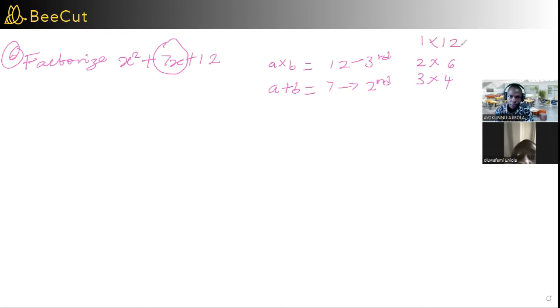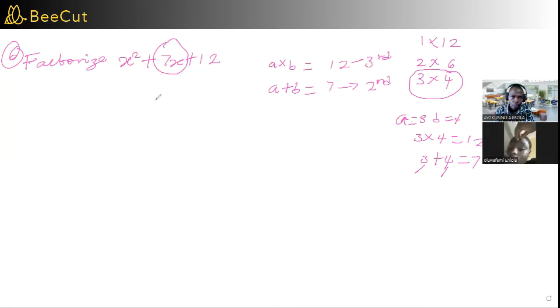So that means our answer for A and B could be 1 and 12, 2 and 6, or 3 and 4. But remember, we said our A and B must be added to give us 7. And that means this is the only one we can choose. So A can be 3, and B can be 4, such that 3 times 4 gives us 12, and 3 plus 4 gives us 7. So what are you now to do with the 3 and the 4? You are to use them to replace the middle term. That's why I said you are dealing with the middle term.